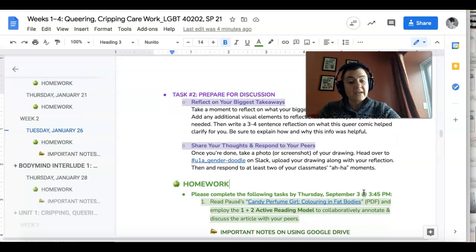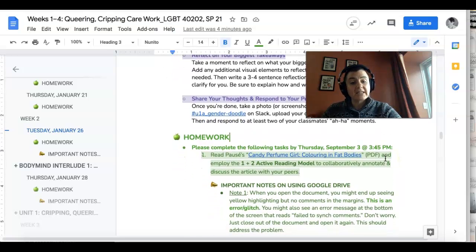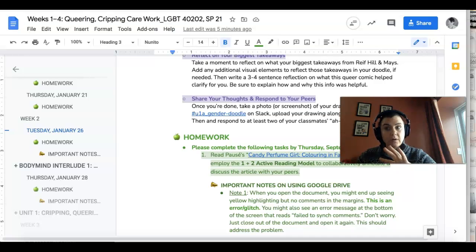So there's that. For homework, I want you to read Passé's Candy Perfume Girl, Coloring and Fat Bodies. And I want you to practice the active reading model. This is the first time we're doing it. I introduced that assignment in week 1 and gave you a whole bunch of examples of how to do that correctly. So we're going to practice that for homework.